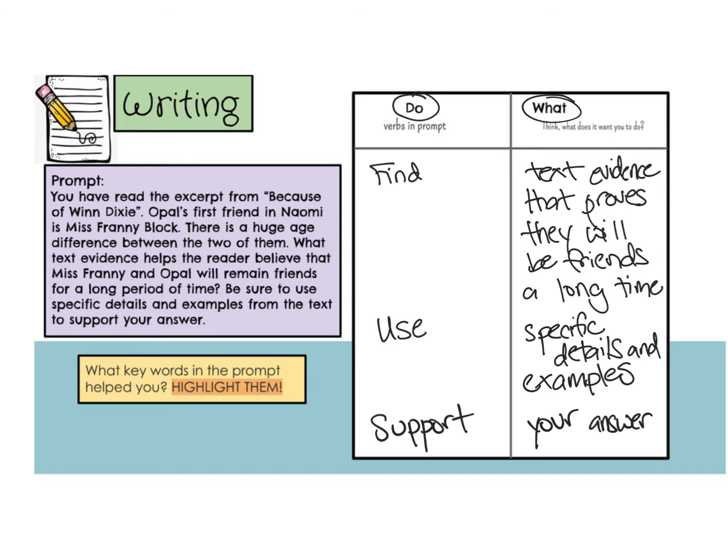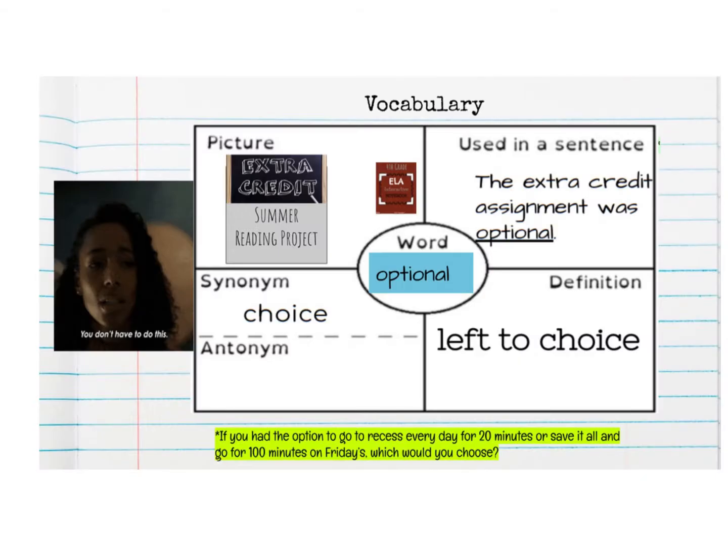So today in writing, we have learned 2 things. We have learned what RACES stands for, and we have learned how to break down a prompt to understand it. Tomorrow, we will start organizing and brainstorming our ideas for this prompt. We will take it a letter at a time, and by the end of the week, we will have a well-developed piece of writing. Now let's move into vocabulary.